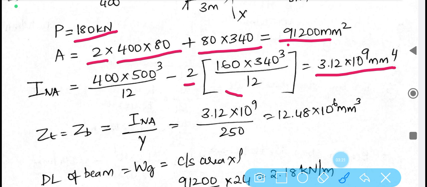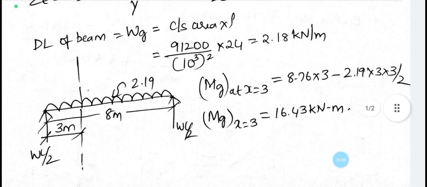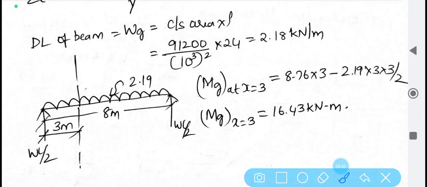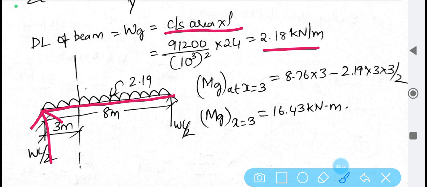Section modulus is defined with respect to the moment of inertia and the depth of the neutral axis. Since the overall depth is 500, and it is a symmetrical section, 500 divided by 2 is 250, and substituting the moment of inertia, section modulus can be obtained. And later the dead load of the beam has to be calculated, and it can be calculated with the simplest equation, area into density. After substitution we get the dead load value as 2.18, and you have to draw one simply supported beam representing the uniformly distributed load here.